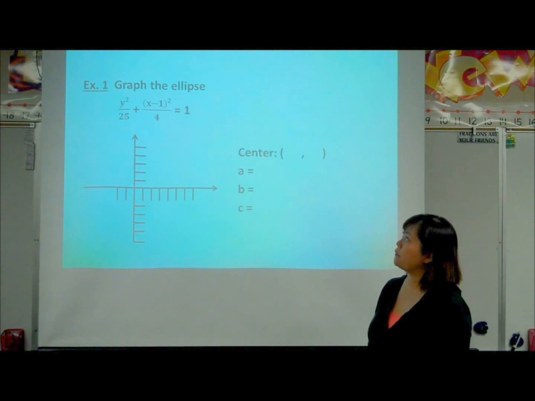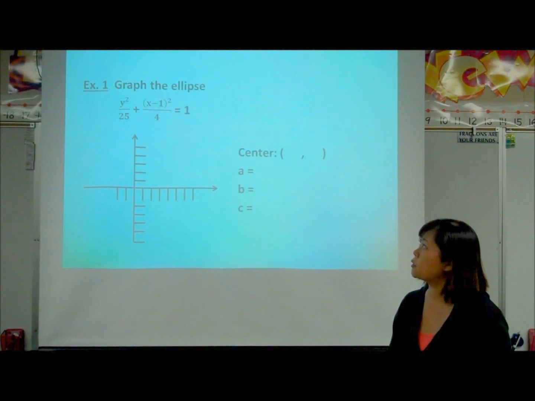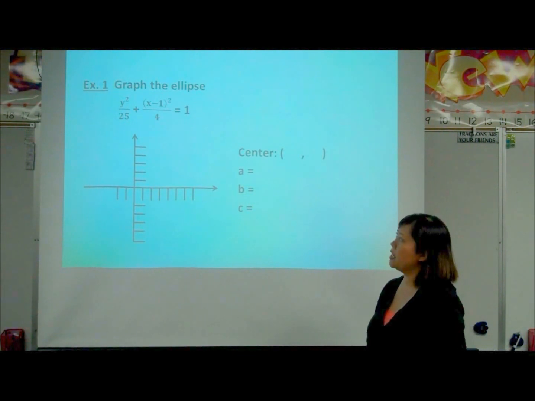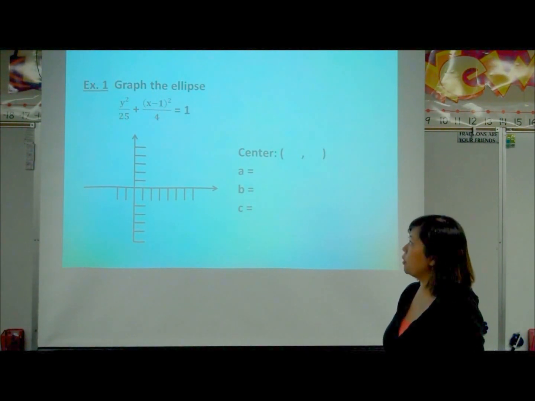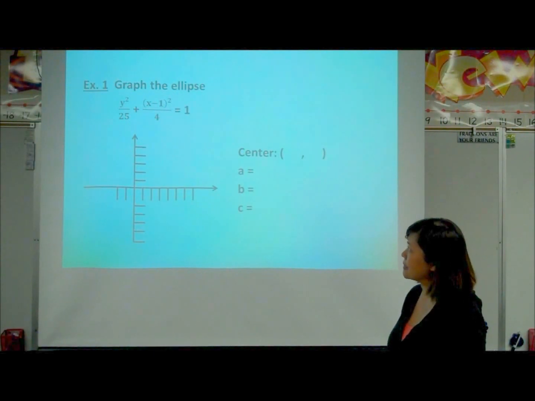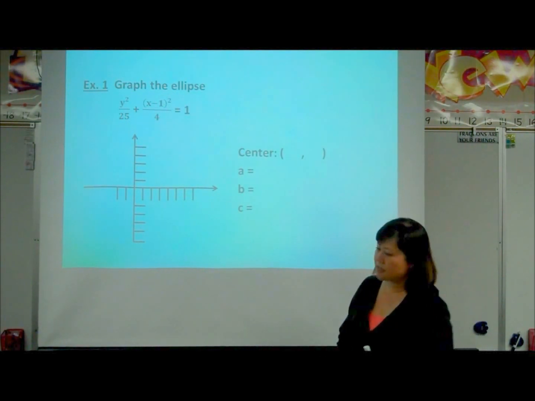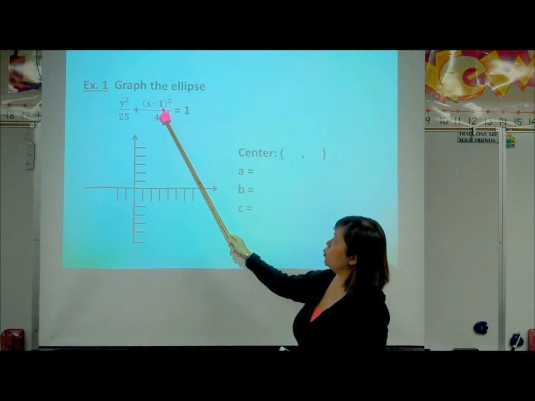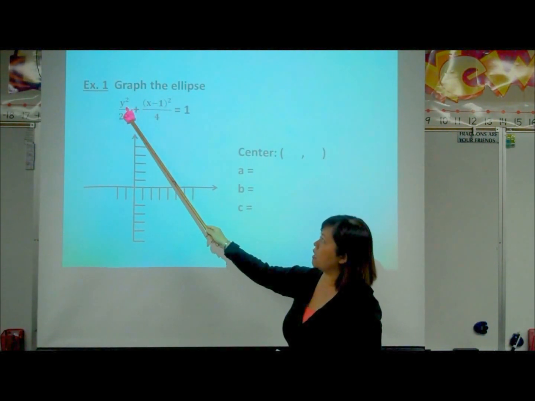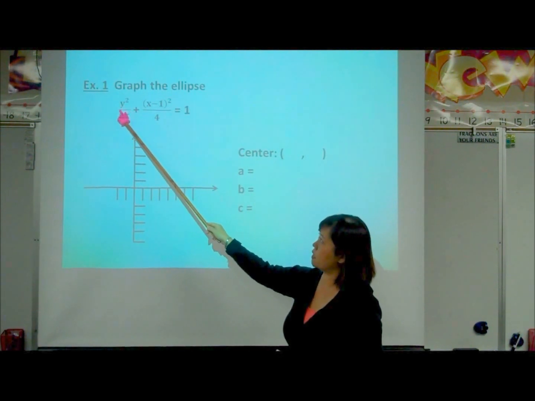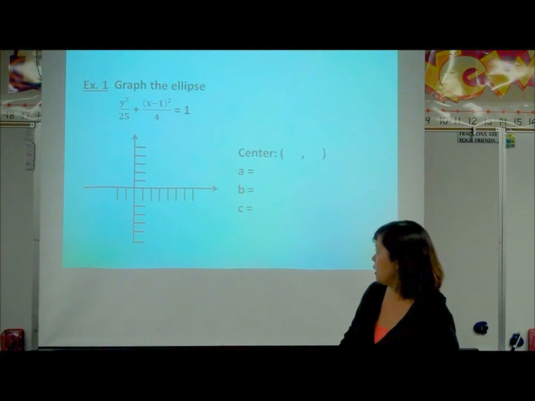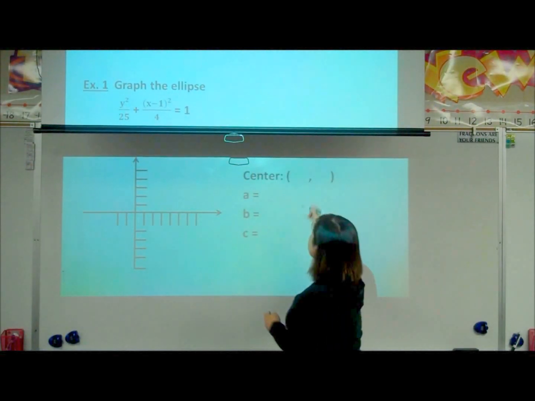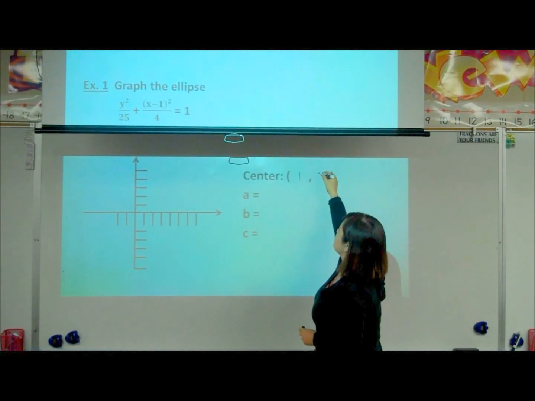So the example says graph the ellipse, and it says y squared over 25 plus (x minus 1) squared over 4 is equal to 1. And then we're going to go ahead and find the center. So the center is still our h, k. So in our case right here, the center is going to be 1, and then in this y, it's going to be 0, obviously, because there's nothing inside the parentheses. So let me go ahead and pull this up a little bit here. Okay, so the center is going to be 1, comma 0.